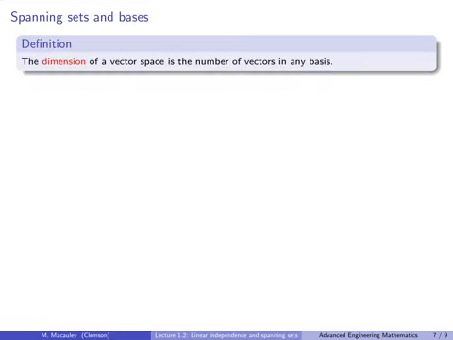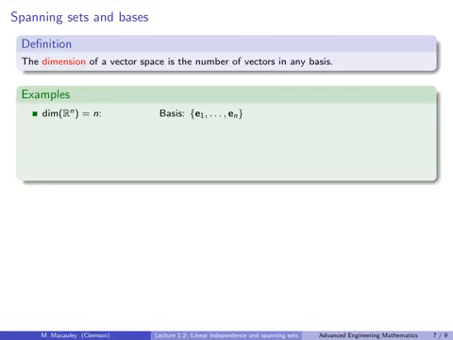Here's a formal definition. The dimension of a vector space is the number of vectors in any basis. Now, I call this a definition, but I should really call it a definition/theorem, because it's not at all clear that any two bases of a vector space have the same number of vectors in them. But that's something that can be proven, and again, it is proven in an advanced linear algebra course. But for our purposes, we will take it as a fact. So this is the definition of the dimension of a vector space. Let's do some examples.